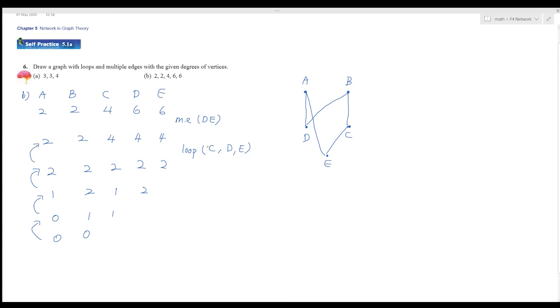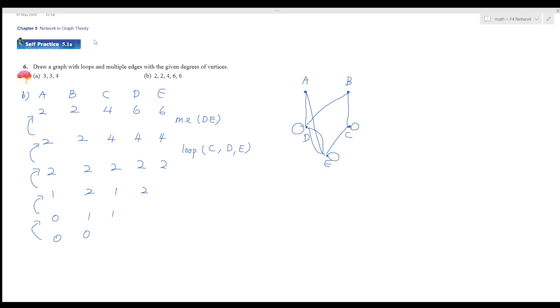Now we add in the loops. There will be loops at vertex C, D, E. There's a loop here, here, and here. So the last one, we add in the multiple edges. The multiple edges are in between vertex D and E. So there are multiple edges between D and E.